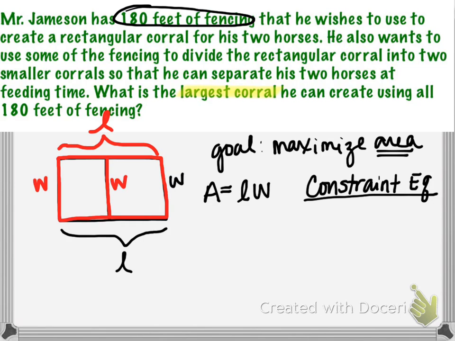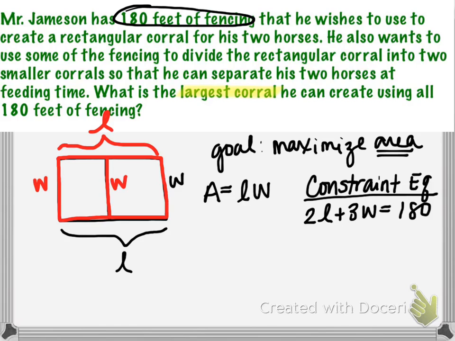So now, if you think about your constraint equation, where the fencing actually has to go, it goes all around the four sides, but also down the middle. So that would be 2L plus 3W. And he wants to use all 180 feet of fencing, so that would be equal to 180. So that's our second equation, our constraint equation.